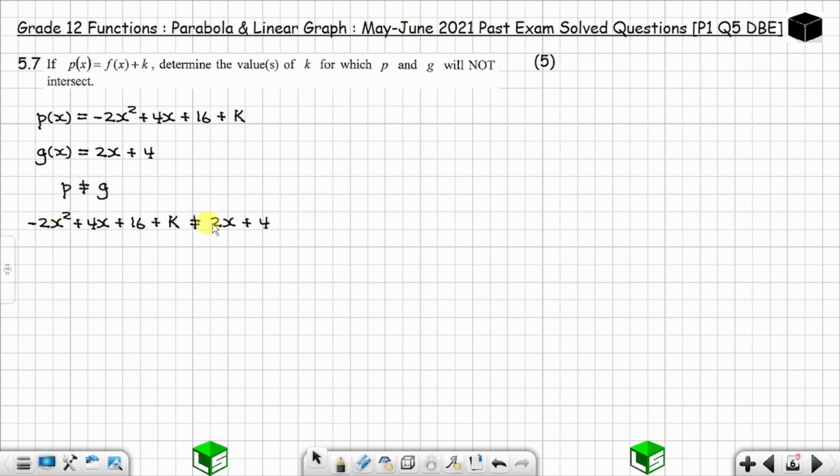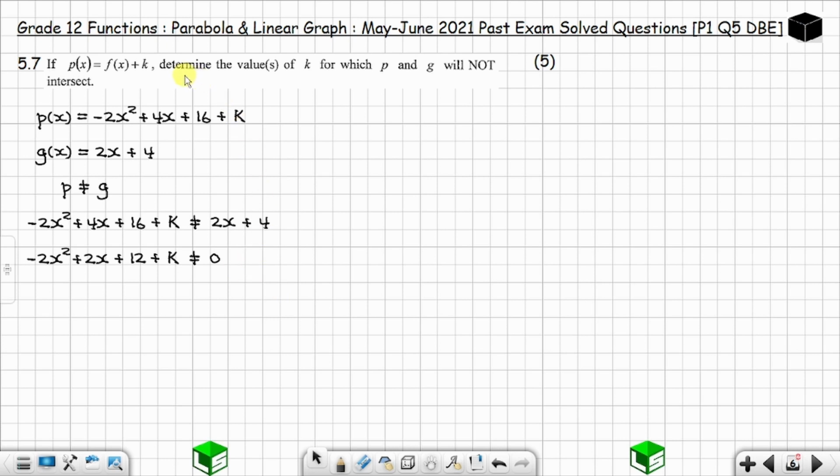Okay, so let's get everything to one side. So we have -2x squared there, and you have this and this. They are like terms, so 4x minus 2x. When the 2x moves from this side to the other side, it is 4x minus 2x, which is plus 2x. And you have 16 minus 4. The 4 moves to the other side, right? 16 minus 4, which is plus 12. And then you have plus k, right? Not equal to 0.